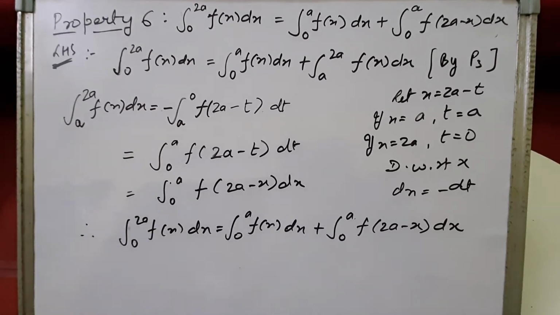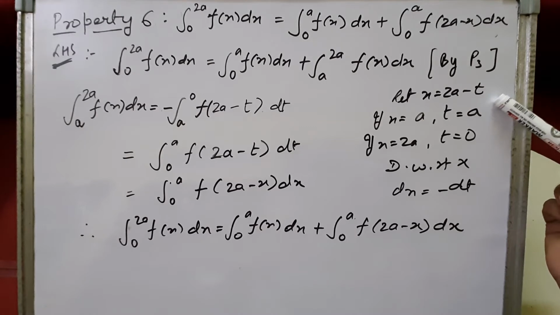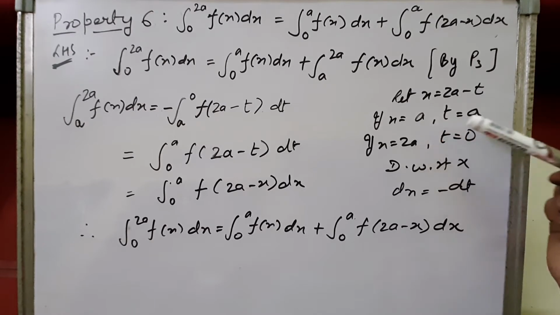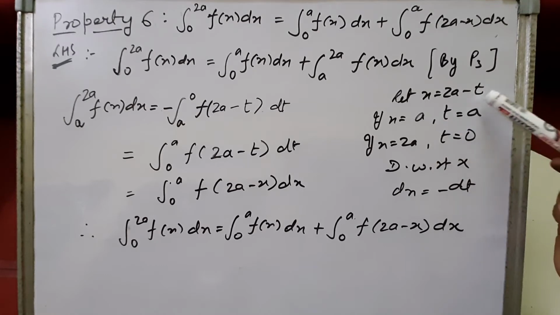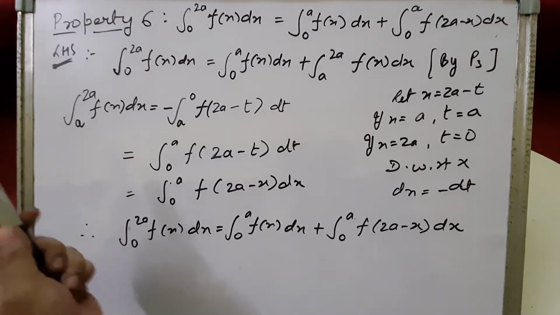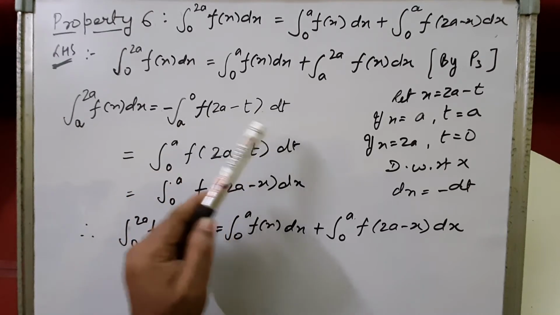Now what we'll do here, we'll assume that let x equals 2a minus t. Now the lower limit is a, so if we put x equals a here, the value of t will also be a. 2a minus a will be a, so the value of t will be a. If we put x equals 2a, then the value of t will be 0. Right. And if we differentiate this expression with respect to x, the value of dx will be minus dt. Alright. So this term can be represented as minus of integral a to 0 of f(2a minus t) dt.